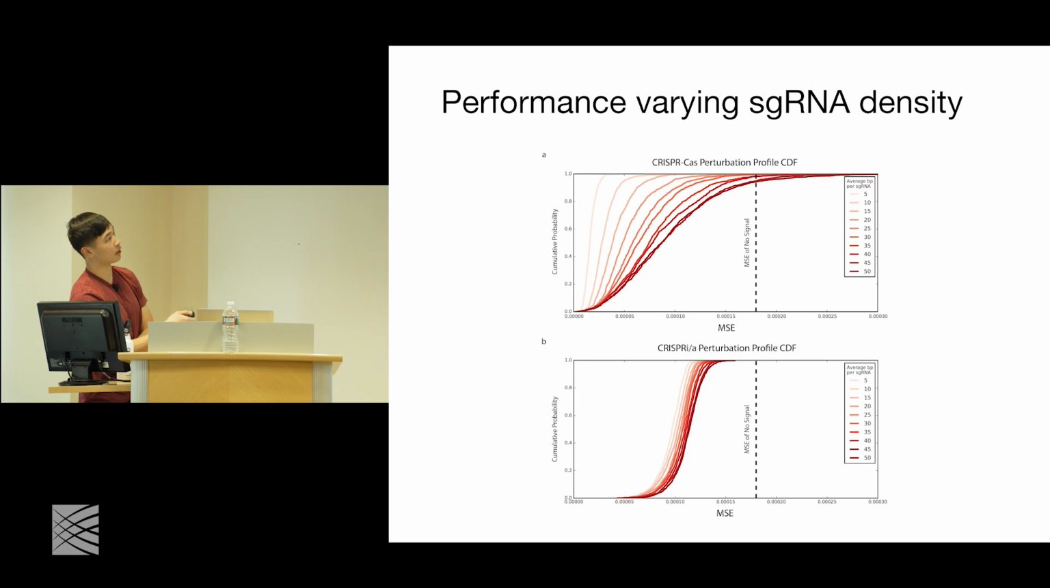This is performance when we vary guide RNA density. Importantly, CRISPR-Cas9, which is the very, very narrow profile, is very sensitive to guide RNA density. So if you're trying to use CRISPR-Cas9 for saturating mutagenesis, just design as many guides as you can. CRISPR interference and activation, very robust. This is from an average of 5 base pairs per guide to 50 base pairs per guide.